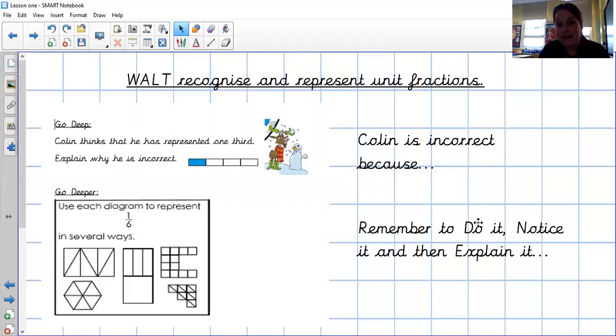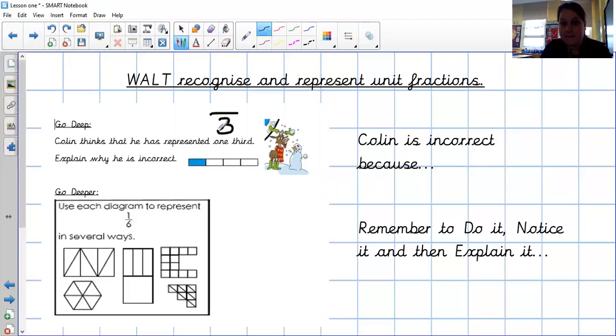Once you've had a go at actually representing 1/3, notice it. So look at what Colin's done and notice what his mistake is. Where has he got a little bit confused? Does he understand what the denominator means and the numerator? And then explain it, okay? So a written explanation of where Colin's gone wrong. Okay, so 1/3. And just to help you, I'm just going to show 1/3 as a fraction. So my fraction line, my denominator is 3 because it's 1/3. So I'm splitting my whole into 3 equal parts. My numerator is 1 because it's 1/3.